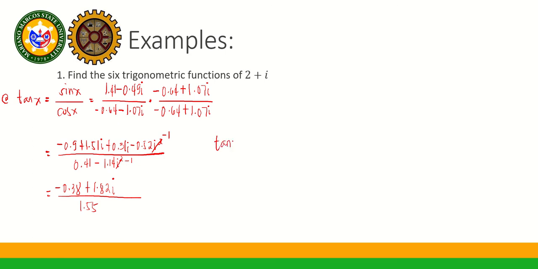And simplifying, we have tangent x is equal to, okay, let's solve this again on our calculators. So negative 0.38 plus 1.82i all over 1.55 is equal to negative 0.25 plus 1.17i. So this is now the value of our complex number in tangent x. Okay?